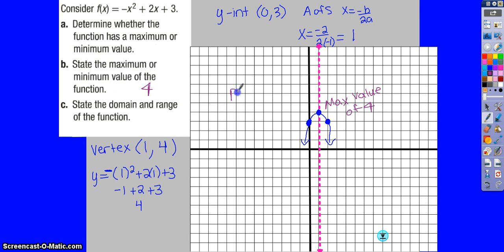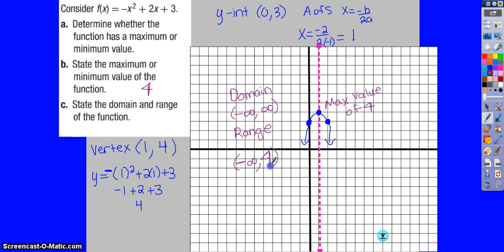And then again, just for practice, you need to be comfortable with giving the domain. The domain of every quadratic is all real numbers, so -infinity to +infinity, and we could plug in any x value we want to. However, the picture helps us here with the range. The lowest this will ever go is on and on forever, so -infinity. But the highest that this graph goes up to is that maximum value of 4.